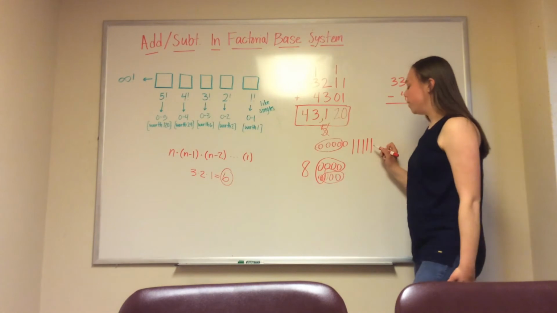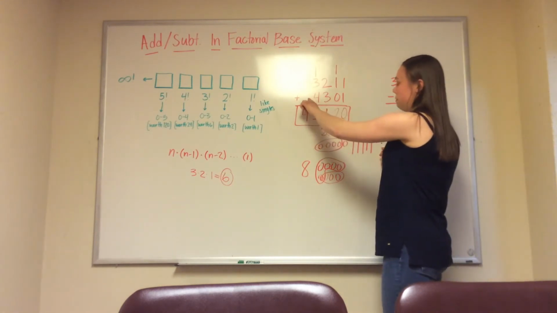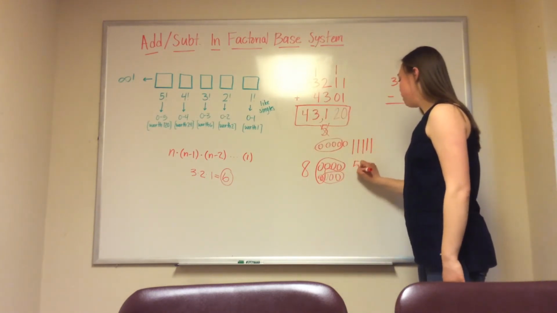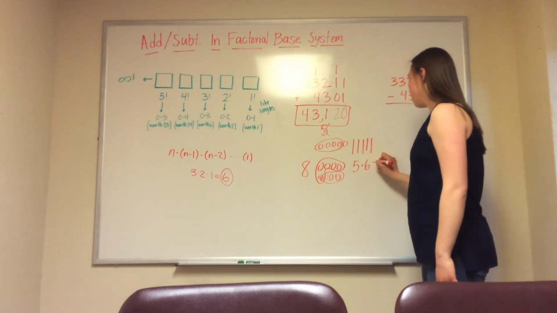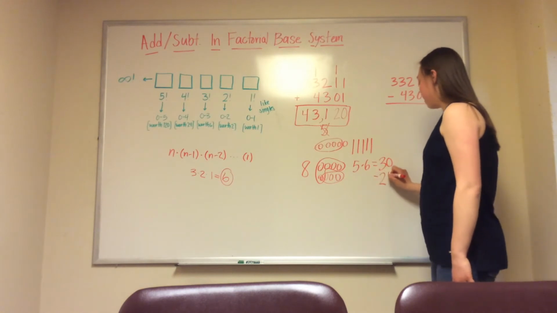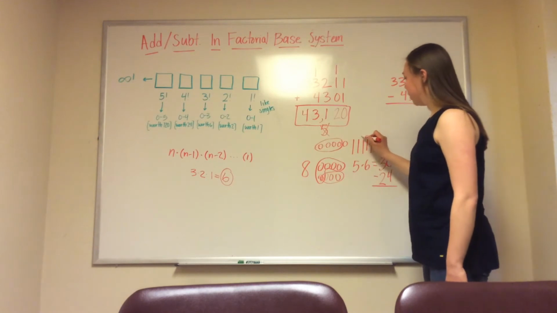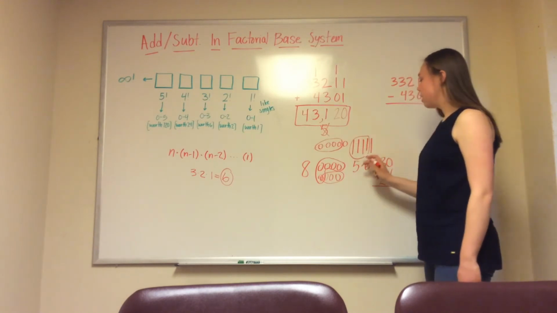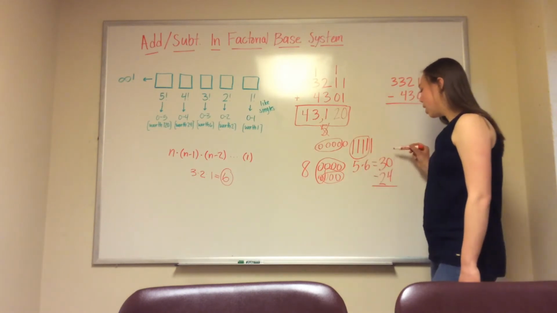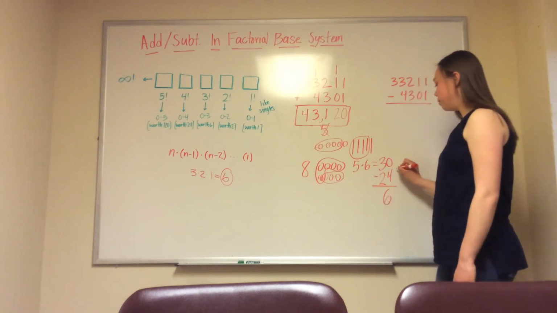And the reason we can do that is because we are going into the next factorial. Since these are rods of 6, we have 5 times 6, which gives us 30. If we take away 24 from that 30, because we regrouped 4 of these, we know that's 4 times 6, which is 24. And 30 minus 24 gives us 6 left over. So as you can see, we regrouped that 24.